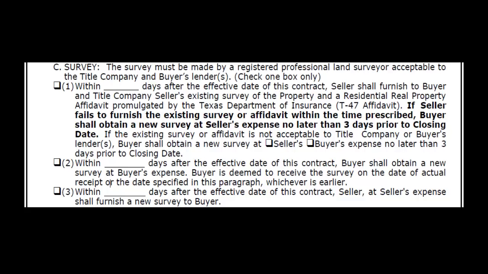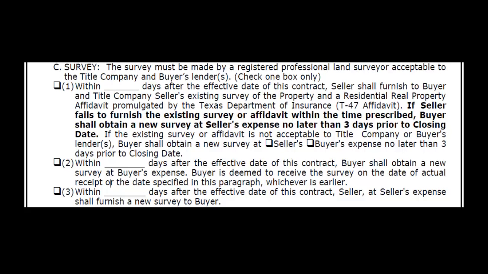So I just want to make sure that the survey is not ordered prematurely. The survey is going to take maybe about 5 days to complete. You want to make sure you get it at least 5 to 7 days before the closing date. But you want to make sure that you're not ordering it inside the option period, because if the deal falls apart, you don't want to have that extra expense hanging around. So you just pick your date there according to those parameters.